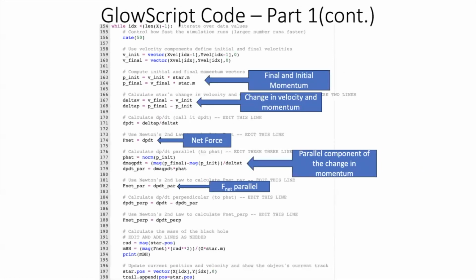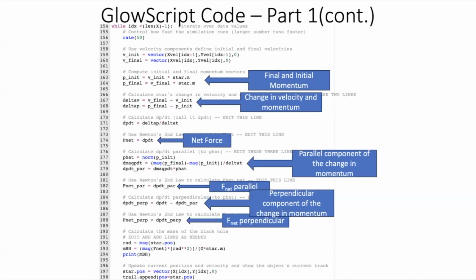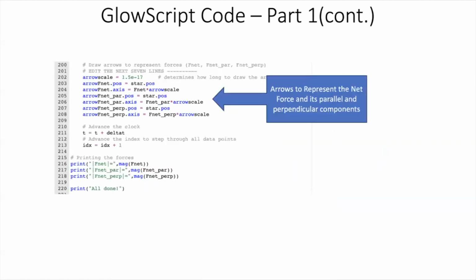Line 182 was changed for F net parallel. Line 185 was changed for a perpendicular component of the change in momentum. Line 188 was changed for F net perpendicular. Lines 192 to 194 were changed for mass of the black hole. And finally, lines 202 to 208 were changed for the arrows that represent the net force and its parallel and perpendicular components.